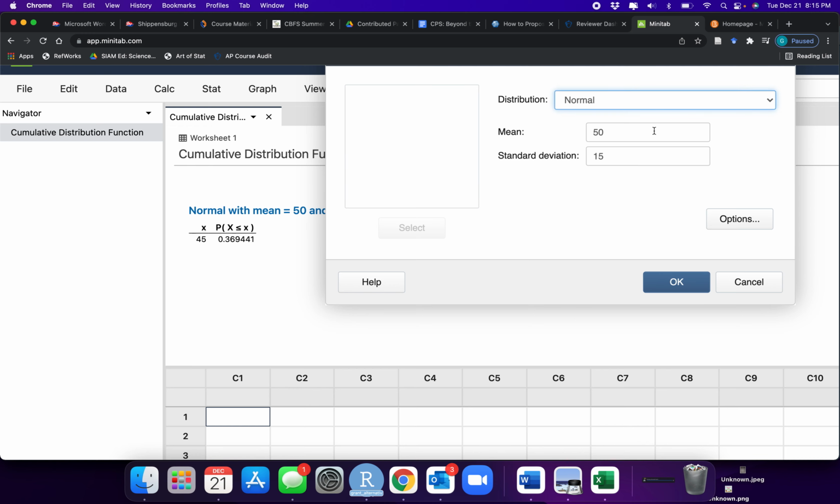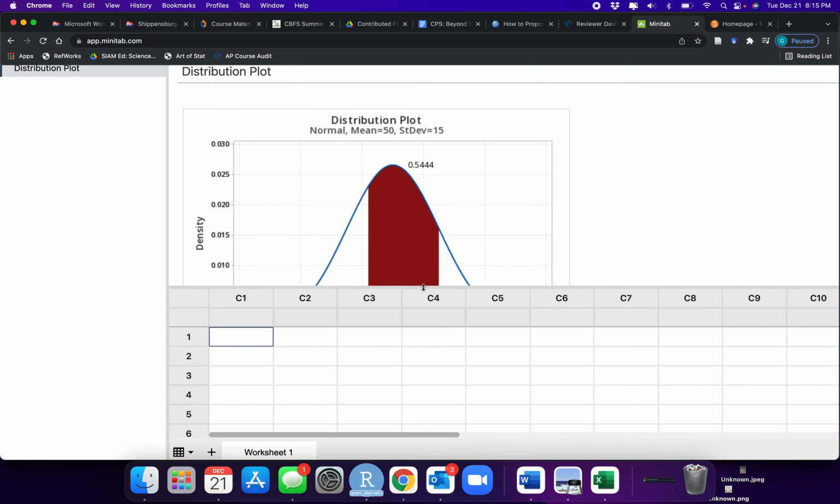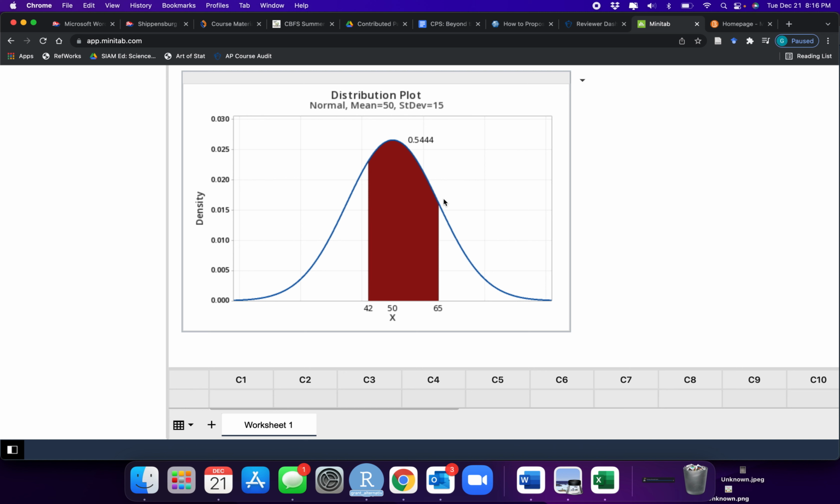When I click OK, it's going to take me back here. I click OK again, and it gives me a plot of the normal curve and the area underneath. Why that's helpful is this number it gives you here, 0.5444, is the probability that x is between those two numbers. So that's the answer to the second part: what's the probability that x is between 42 and 65? It's that number. This looks much more similar to the StatCrunch option than the first option I showed you.